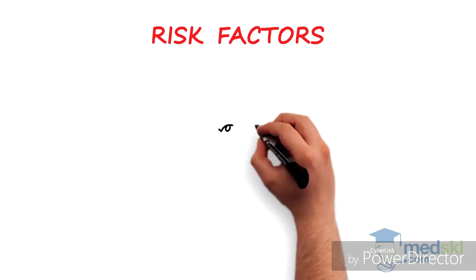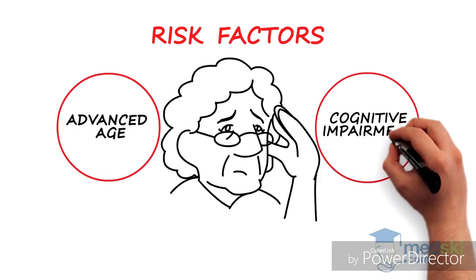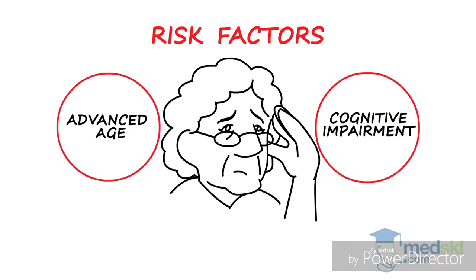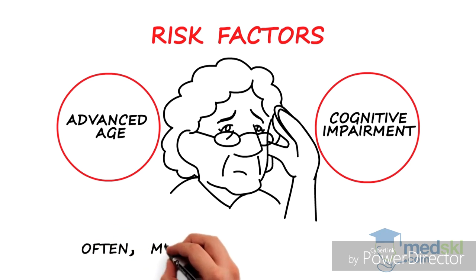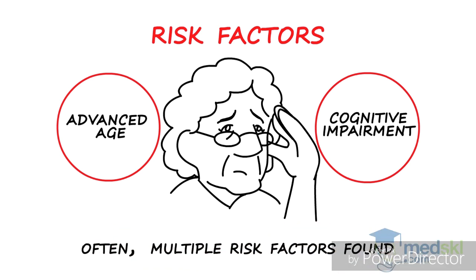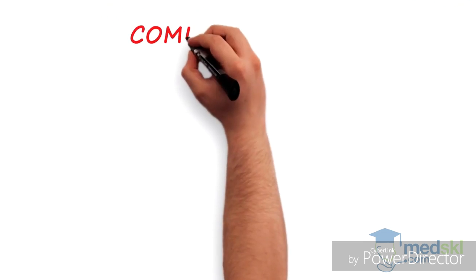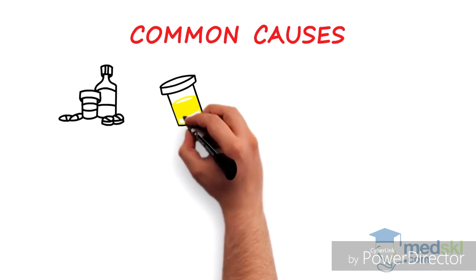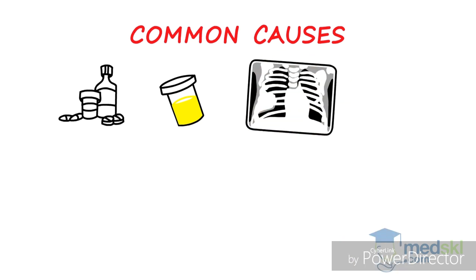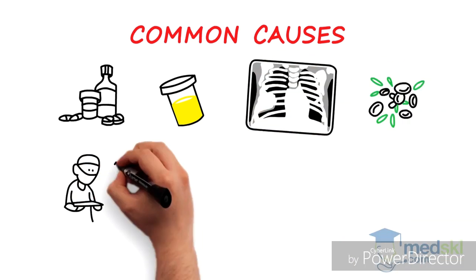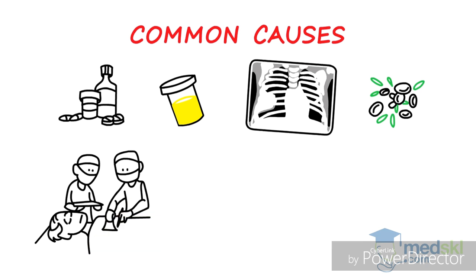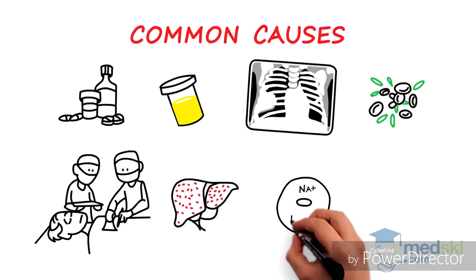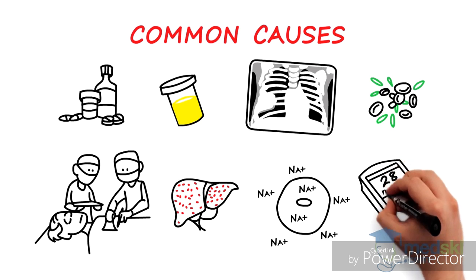Certain risk factors, such as advanced age or cognitive impairment, may predispose a person to developing delirium. Often, multiple risk factors will be found. Common delirium causes or precipitants include medications, especially anticholinergics and benzodiazepines, urinary tract infection, pneumonia, bacteremia, inflammation after major surgery, decompensated cirrhosis, hyponatremia, and hypoglycemia.